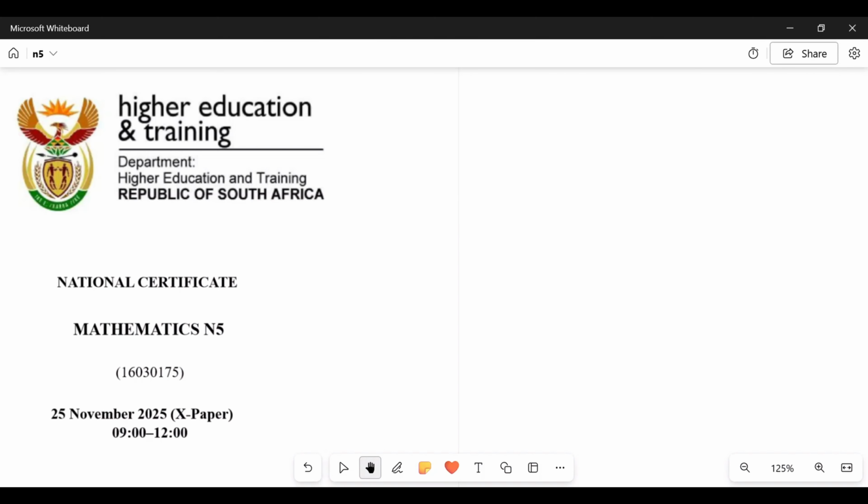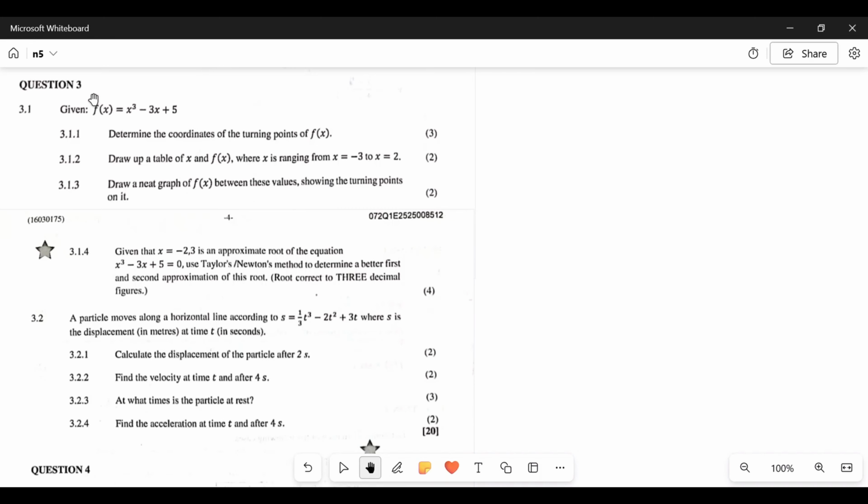Now that we're done with the introduction, how about we look at question 3 and solve it? Here is our question 3. As you can see, question 3 consists of 20 marks, so it has lots of questions here. We're going to start with 3.1, and then we'll do the other questions later on. So let's create some space and let's solve 3.1.